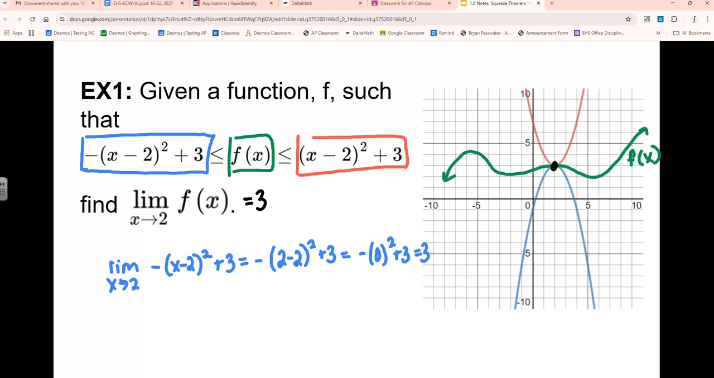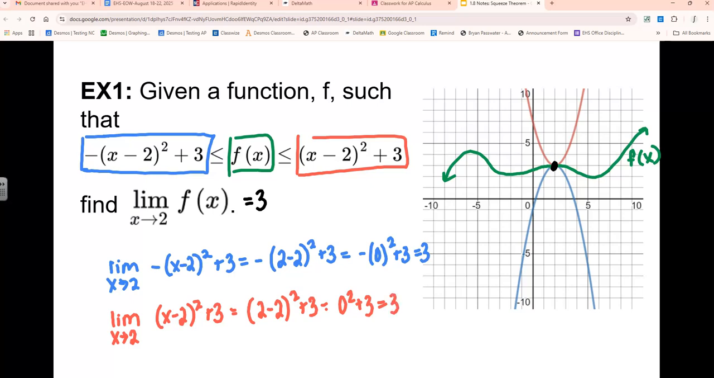Now, we couldn't just do that because there's a chance that this doesn't have an answer, like the limit does not exist, or no, you can't make a conclusion from this. We would also need to check the limit of the red graph. So we'd have the limit as x approaches 2 of (x minus 2) squared plus 3. And that would look like this, (2 minus 2) squared plus 3. We're getting 0 squared plus 3. That also gives us 3.